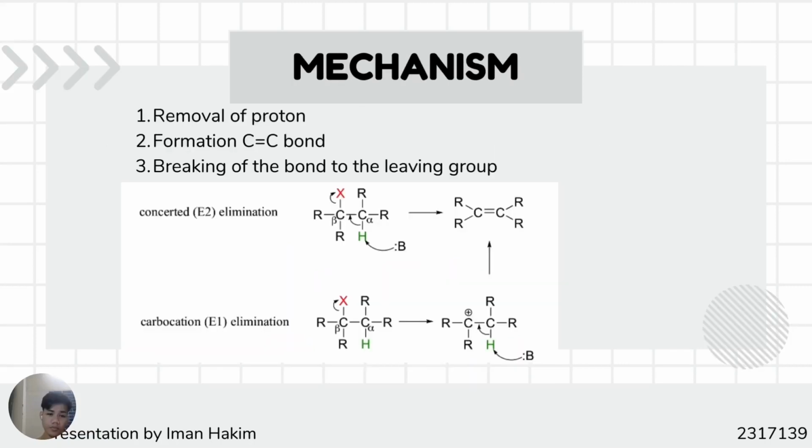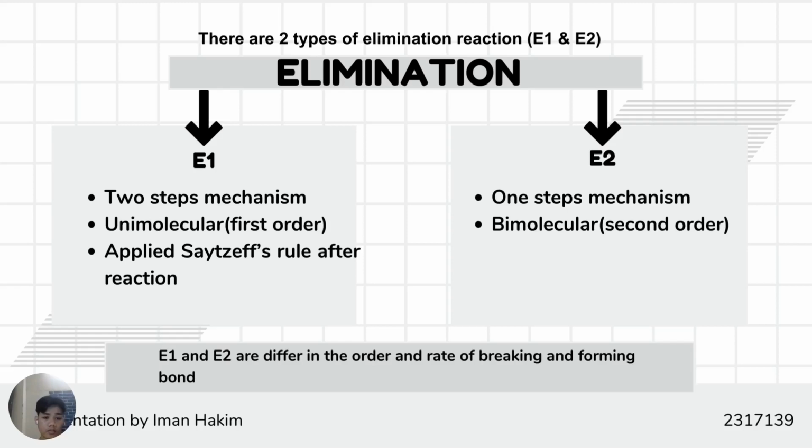The mechanism of elimination reaction: first, a proton, which is the hydrogen, is removed from the organic compound, called deprotonation. Then the compound forms the double bond, with the breaking of the bond to the leaving group. In this case, X is the leaving group.